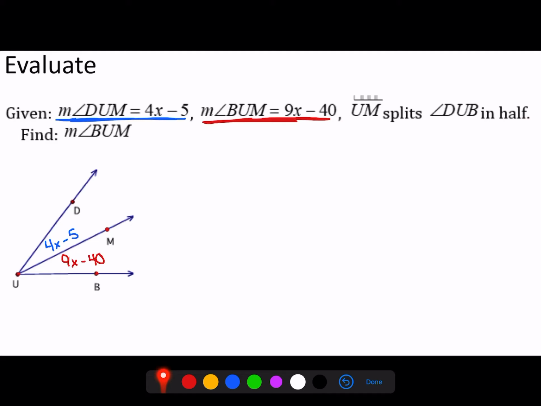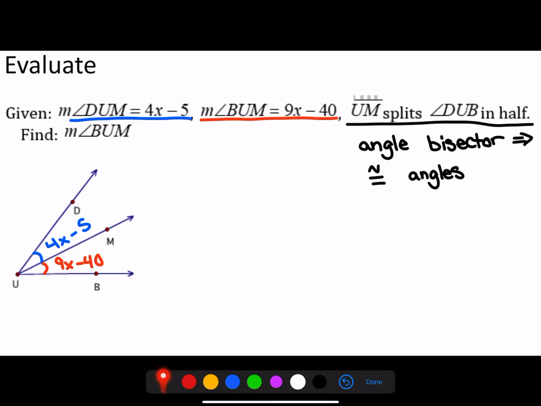So what is occurring is we have a ray that's here, ray UM, and this ray is cutting our angle in half. Well, if I cut something in half, it should be the same on both sides. It should be equal. So therefore, I can say that these two angles are congruent to each other. Angle DUM is congruent to angle BUM. They're the same.